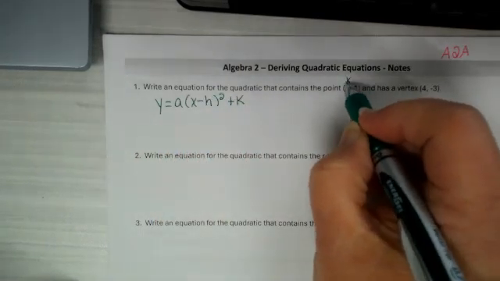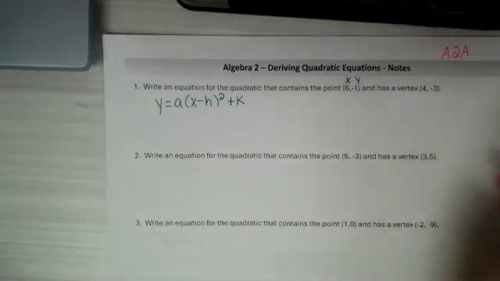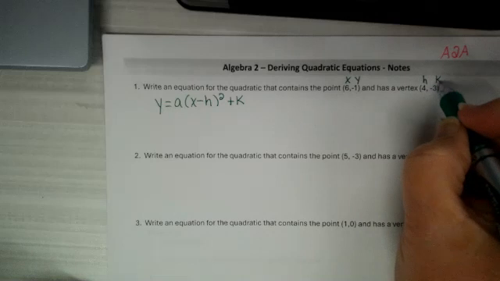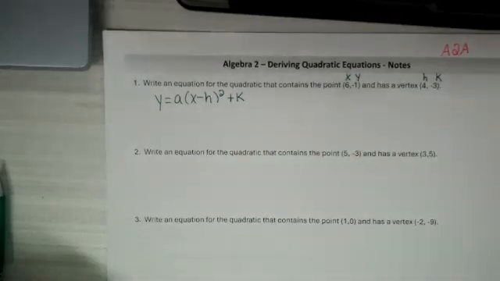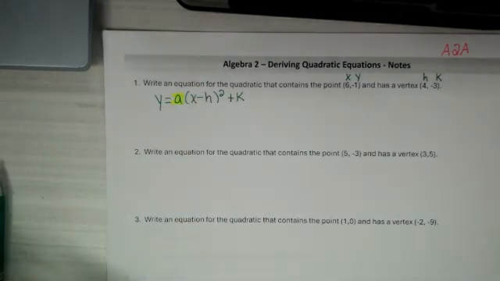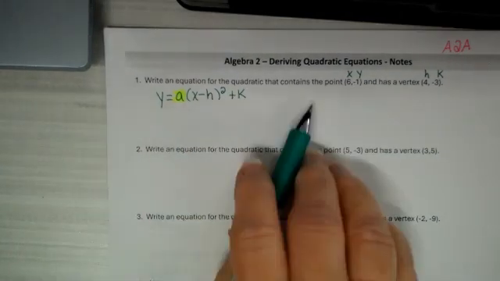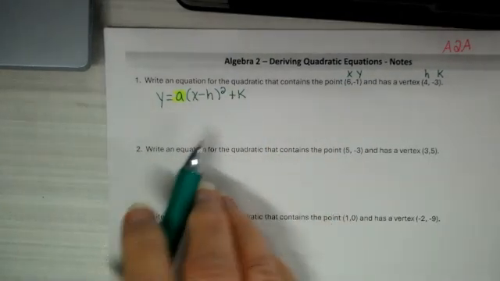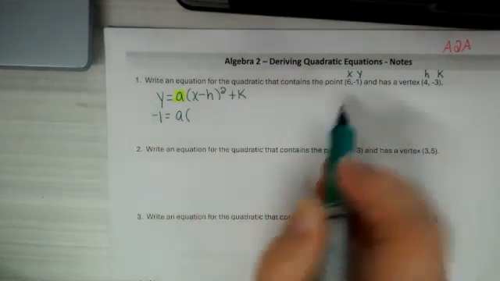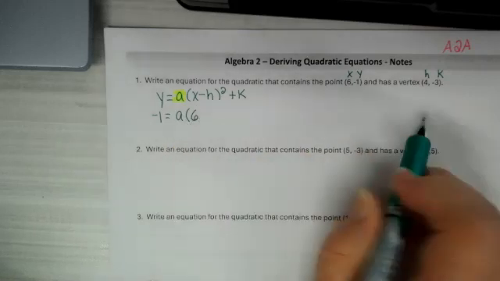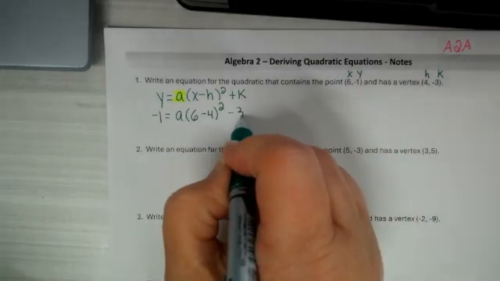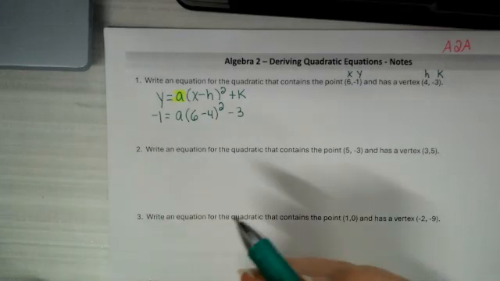Now the (6, -1), that's just going to be an x and a y that I put into my equation. And the (4, -3), since that's the vertex, that's h, k. We are going to solve for the value of a, and then we'll have an equation. But we have to find a first. So we're just going to take what we know, plug it in, solve for a. So y is -1, a is my unknown, x is 6, h is 4, and k is -3. So we're just going to solve it.